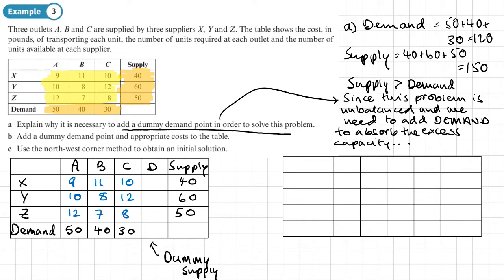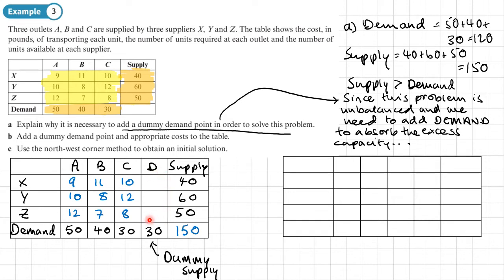So I've almost completed the table. I've just got this column to put in. So to absorb this excess capacity, I'll put 30 here. So now this adds up to 150 and this adds up to 150, which is what we want. The demand and the supply are equal.